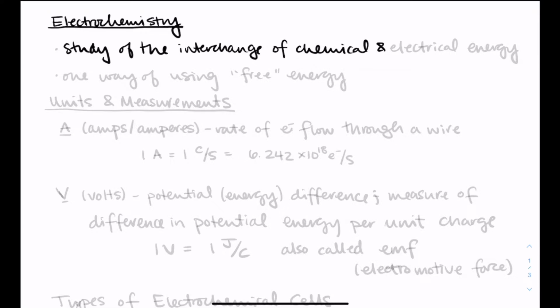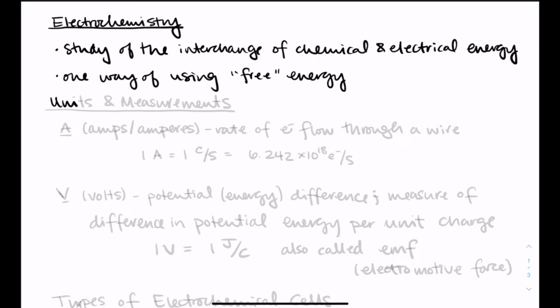Electrochemistry is the study of the interchange of chemical and electrical energy. So, how do we use chemical reactions to get electrical energy? This is one of the ways of using that free energy that we claimed to have when we calculated Gibbs free energy. And we'll do a bit of a unit review and then go into what an electrochemistry setup looks like.